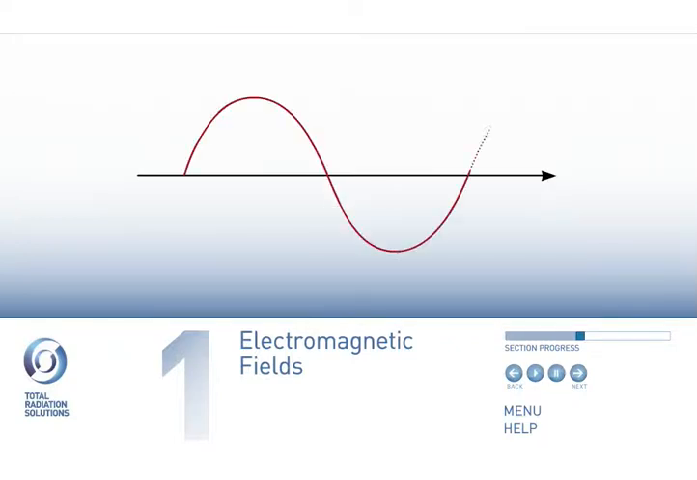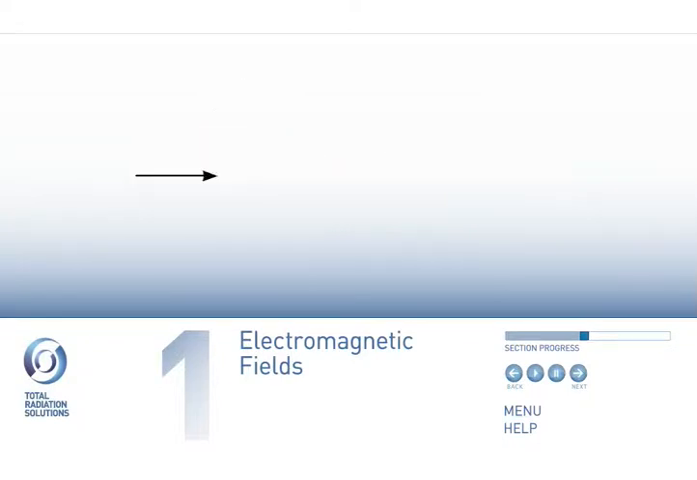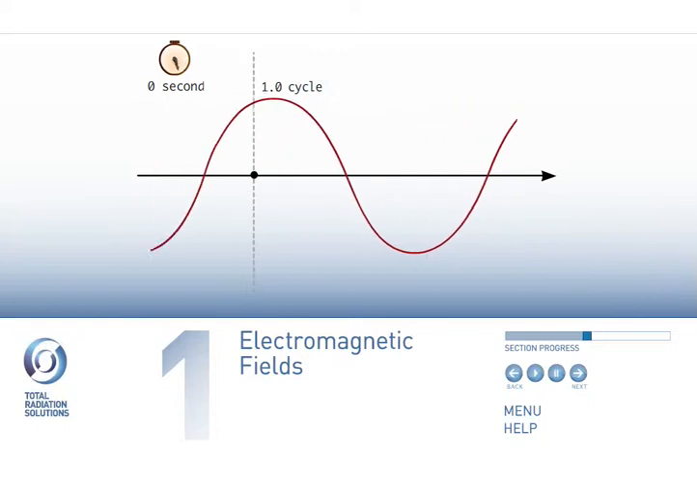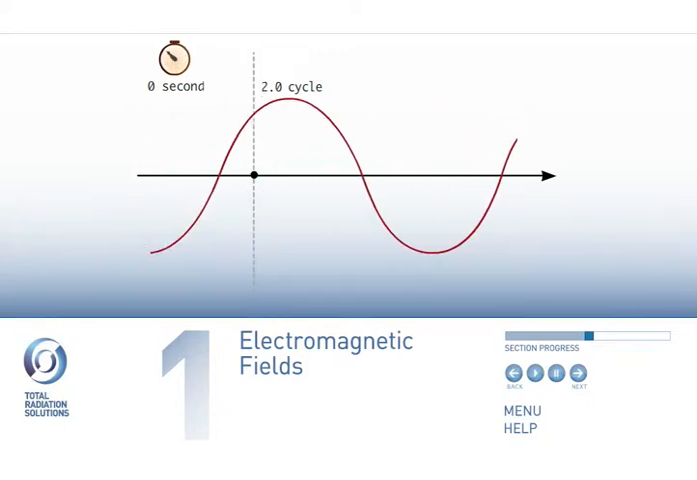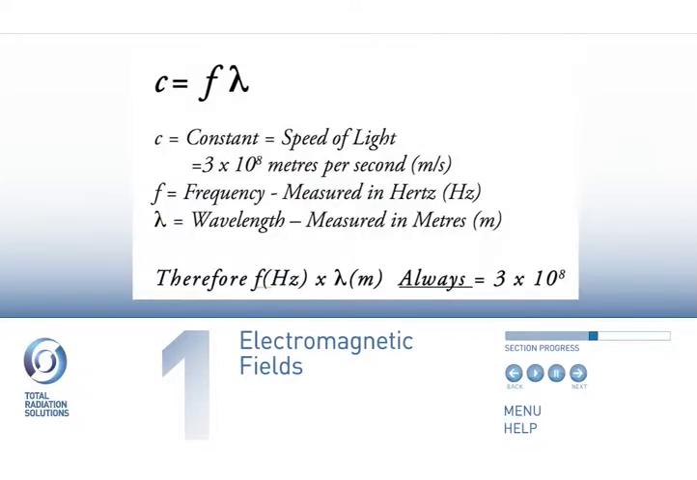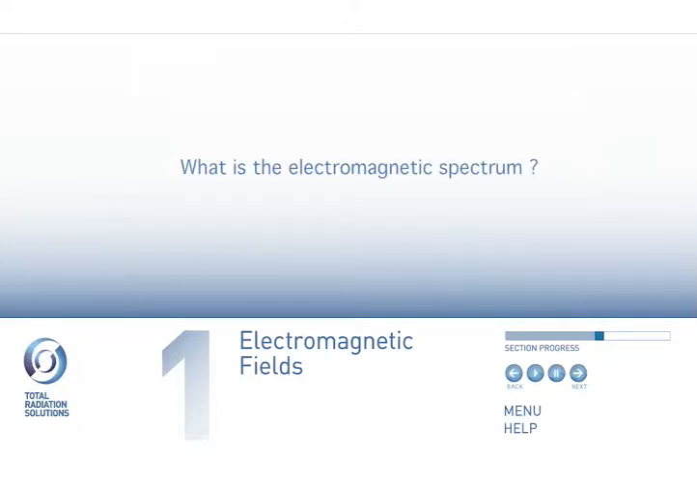EME can be described in terms of the EME wavelength, the distance between successive crests or troughs of the wave, or the EME frequency, which is the number of waves that pass a given point in a second. Wavelength is measured in meters, and frequency is measured in hertz. If you multiply the frequency and wavelength of any EME wave, the answer is always the same, the speed of light.